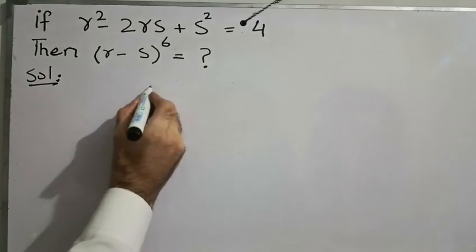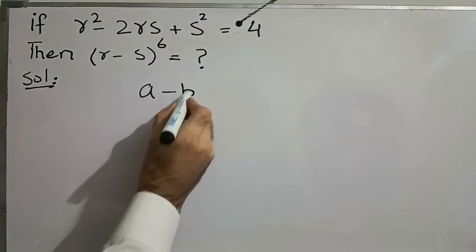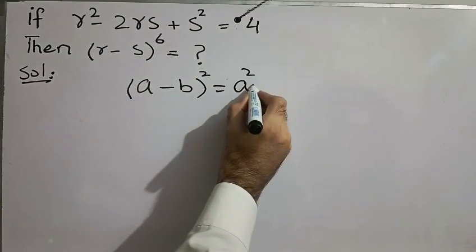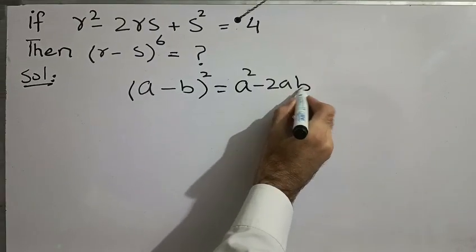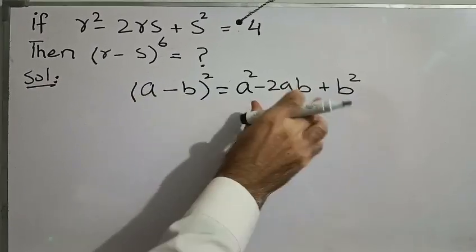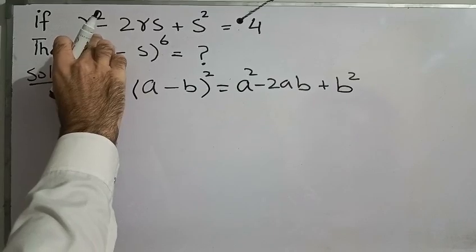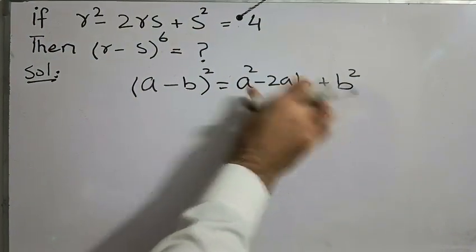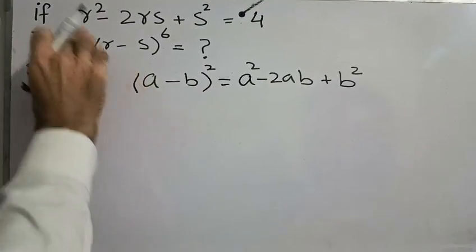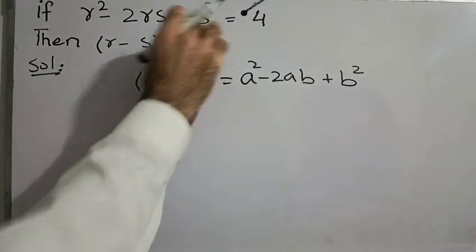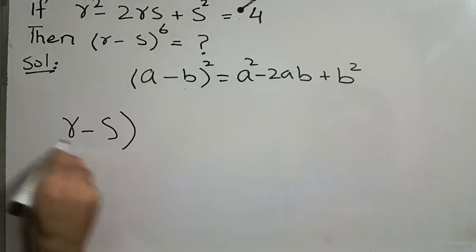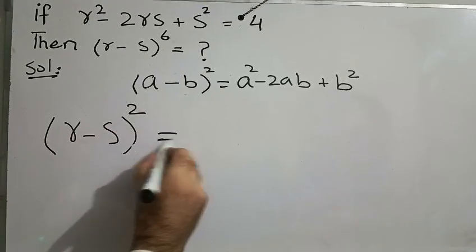As we know that (a minus b) whole square is equal to a square minus 2ab plus b square. Now, this given question is in the form of this, and we will write this question in the form of this. So here a is equal to r and b is equal to s. So we can write this question as (r minus s) whole square is equal to 4.